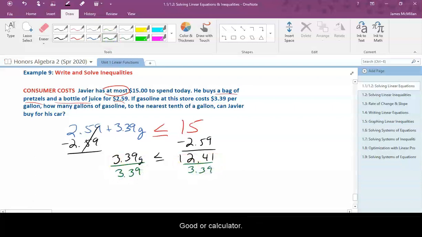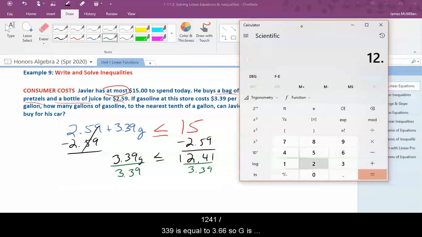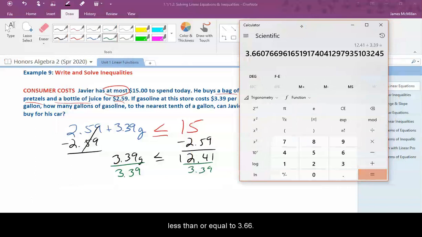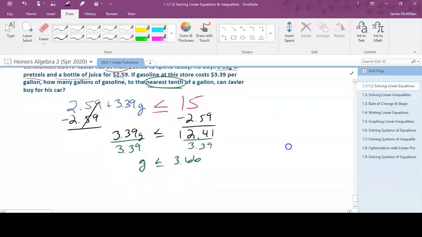And we go to our calculator, and 1241 divided by 339 is equal to 3.66. So G is less than or equal to 3.66, but it said rounded to the nearest tenth. So G is less than or equal to 3.6.